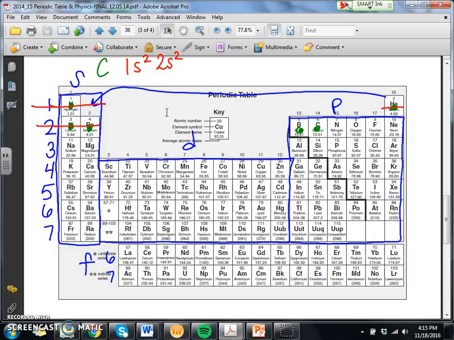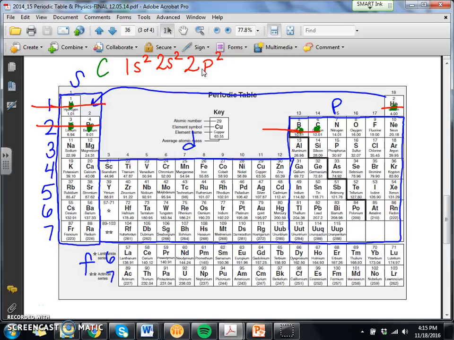If I keep going across, I land here. I'm still on my second row, so energy level number 2, but now I'm in the P block, and I have 2 dots that have been filled in. I stop at carbon because that's the element they asked me for. So my electron configuration would be 1s2, 2s2, and 2p2.